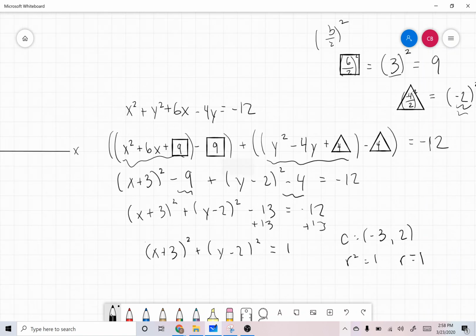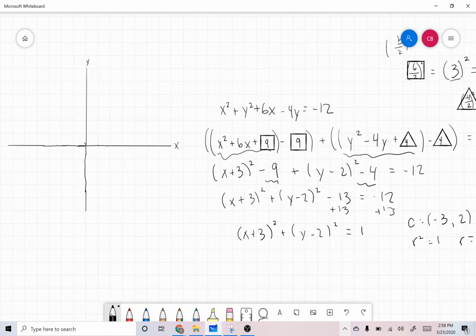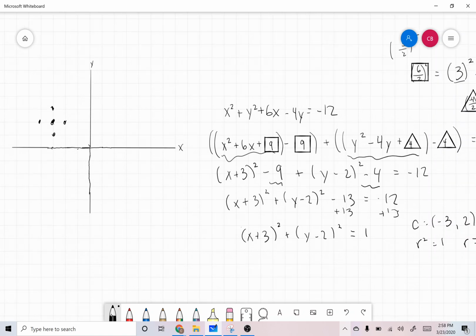We are going to go negative 3, 2, 1, 2, 3, down, up 2, 1, 2. And then we're going to use our radius of 1. So we've got 1, 1, 1, and 1, and we draw our circle. That didn't look so nice. Let's do it again. We draw our circle. Something like the following.